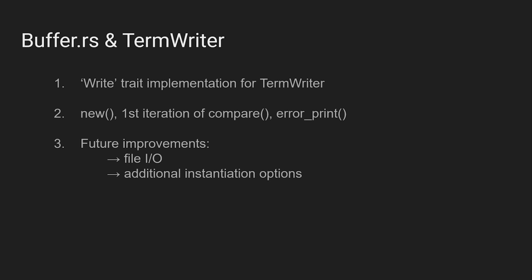Hi, my name is Grady, and I was responsible for most of the implementation in the Buffer.rs module. So the first thing that I want to talk about is the Write trait implementation for the TermWriter struct. I had two different functions of this Write trait implemented. The first function is a write function where it takes a user's applied input or string, writes it into the TermWriter object in the form of a buffer, and then returns the number of bytes successfully written.